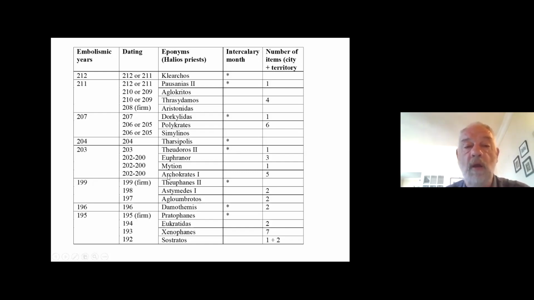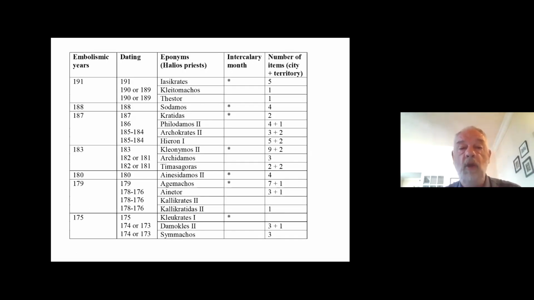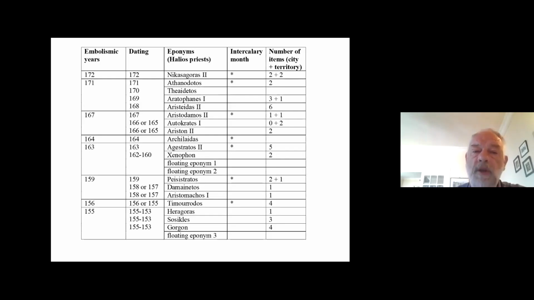8 years earlier, you have another firmly dated eponym, Aristonidas, which is attested by inscriptions. Christian Habicht demonstrated that it is sure that Aristonidas was eponym in 208, and so on. At the beginning of the second century, you have no problem with this distribution. Moreover, for Sodamos, Cratidas, Cleonimos, Aenesidamos II, Agemachos, and Cleocrates I, the dating perfectly corresponds with the classification due to Finkelstein and Badu. More other problems arose later.